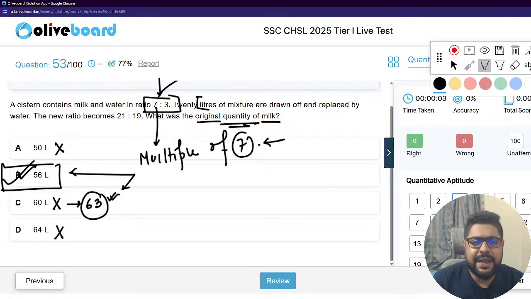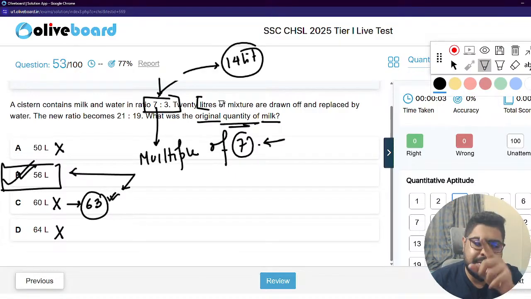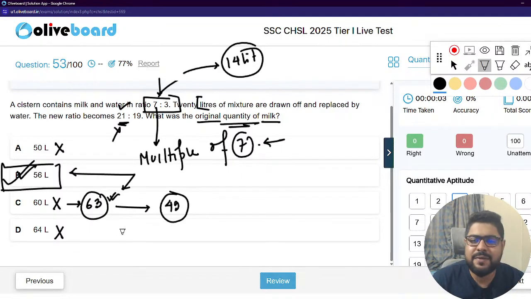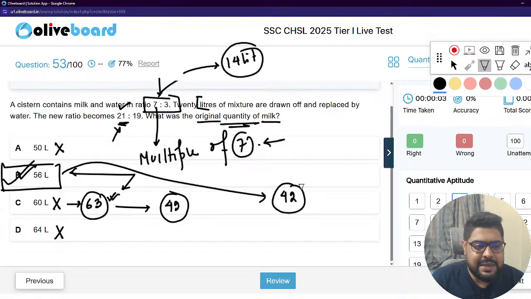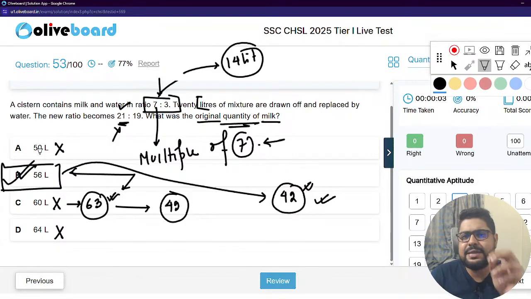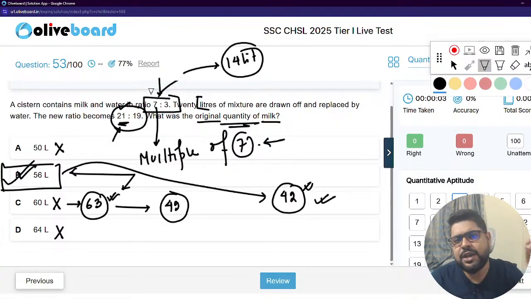20 liters means I'm taking out 14 liters of milk. If I take out 14 liters, what remains should be a multiple of 21. So 63 minus 14 is 49. Is it a multiple of 21? No, sir. Whereas 56 minus 14 is 42. Is it a multiple of 21? Yes, sir. So that will be my answer. Even if there is another option which is divisible by 4. When you have two ratios, if one ratio is giving you two answers, use the other ratio to get your answer.